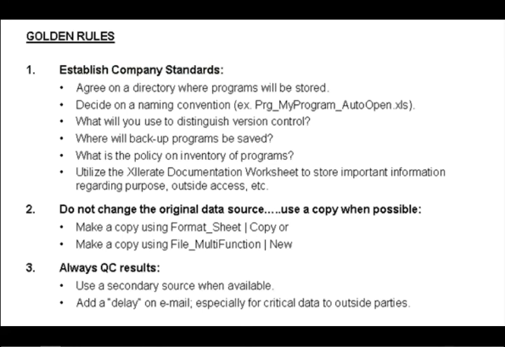Consider creating an inventory list or an index of programs and their general purpose. This will make it easier for individuals to search on available programs as your automated tasks continue to grow. While the inventory list will contain a brief description of your programs, you can use the Xllerate documentation worksheet to further give details that may be important.